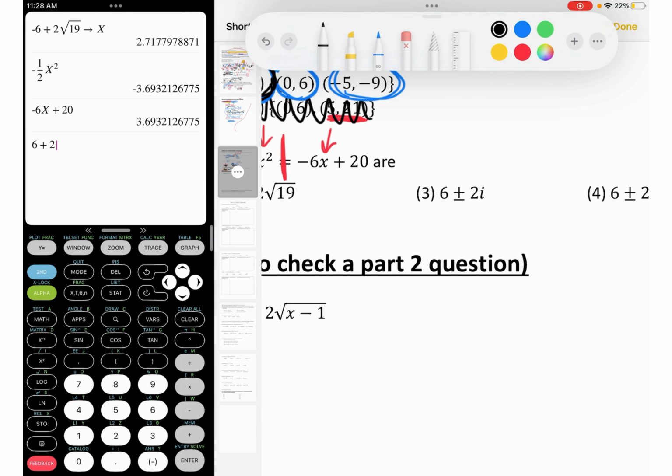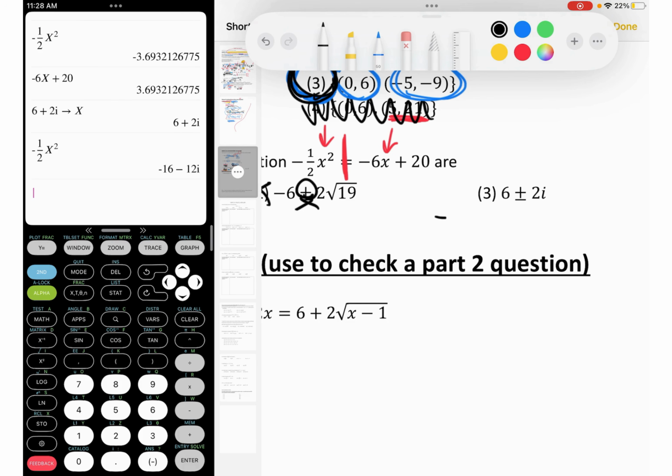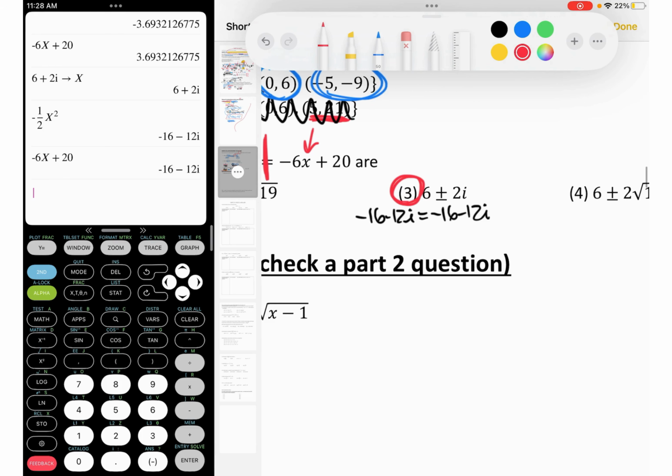6 plus 2i, stow x, enter. And I'm going to type in the left side. I'm just going to copy and paste. I got -16 minus 12i on the left. When I type in the right side, that -6x plus 20, I got -16 minus 12i. And look, they match. That's going to be my answer if the minus works as well.